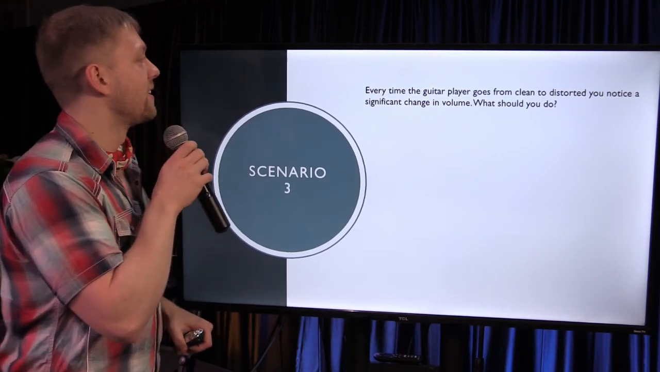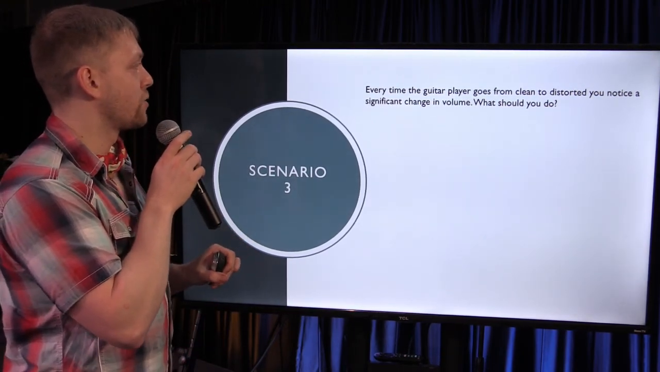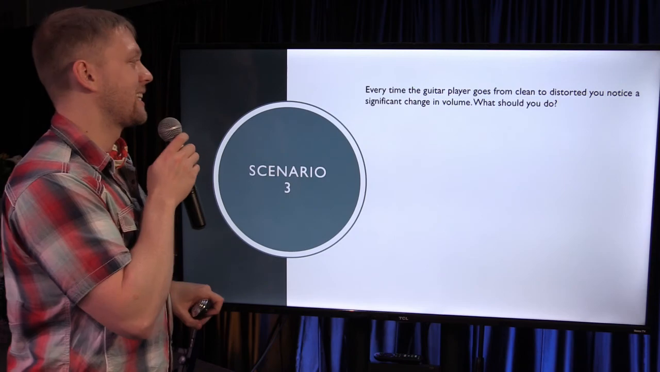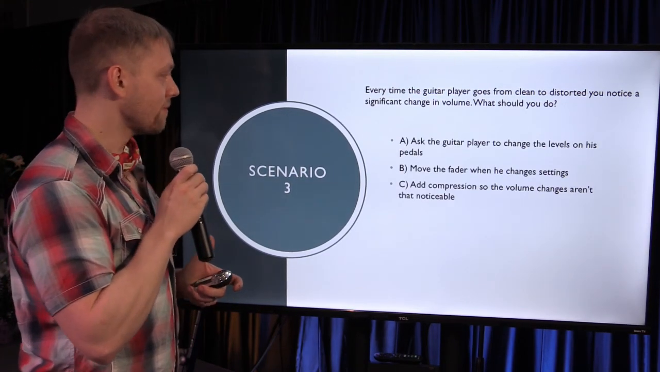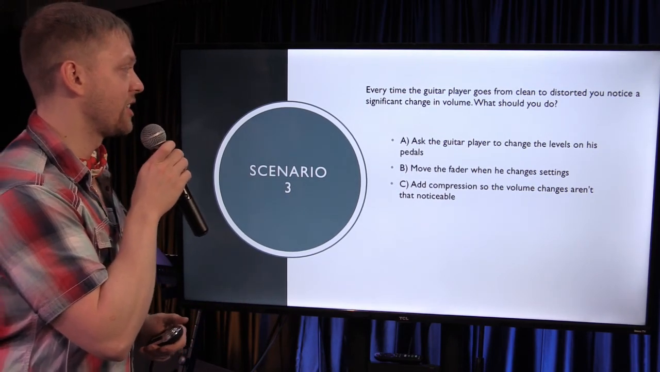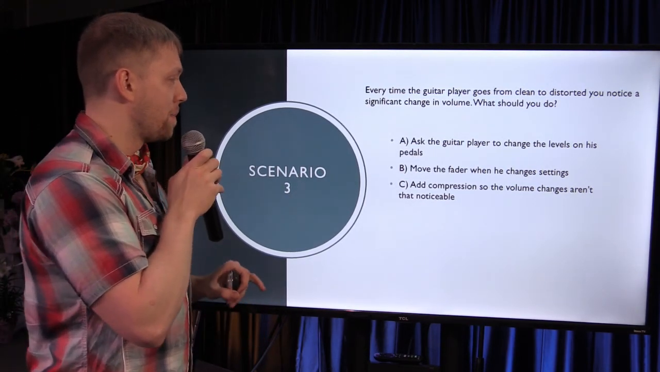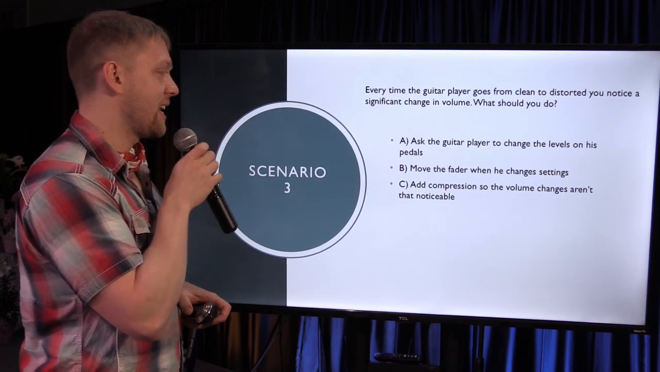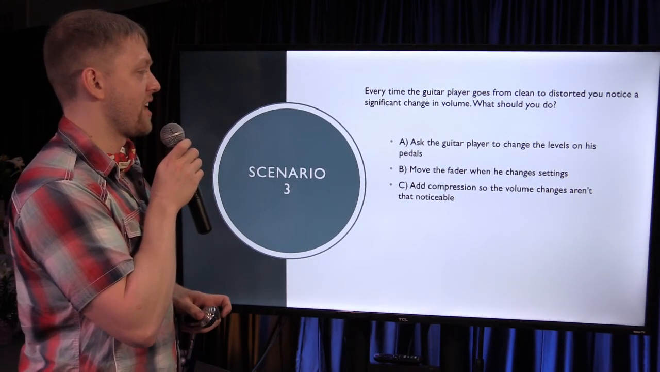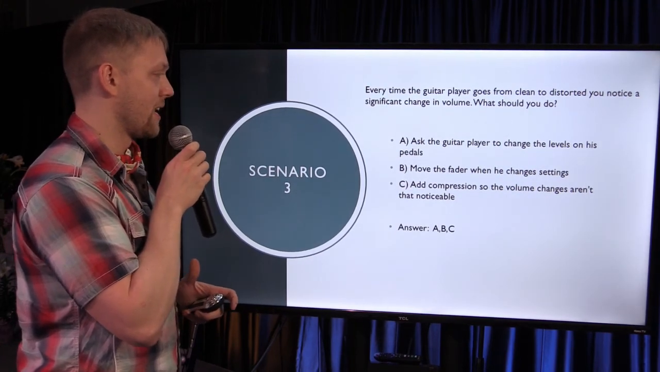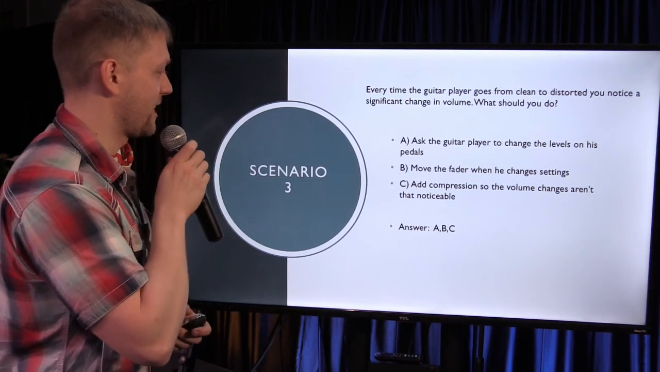Scenario number 3. Every time the guitar player goes from clean to distorted, you notice a significant change in volume. What should you do? A, ask the guitar player to change the levels on his pedals. B, move the fader when he changes settings. C, add compression so the volume changes aren't that noticeable. A, then B, then C in this particular scenario.